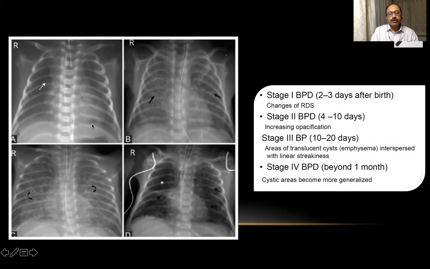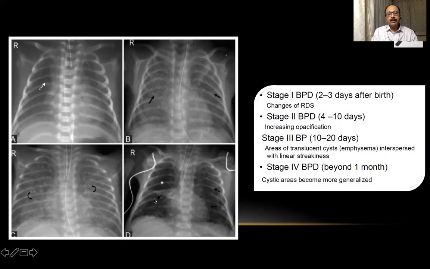What you are seeing here is RDS to begin with, which becomes more severe during the second stage with increasing opacification, to develop translucent cysts, to end up with obvious cystic lesions. And what we are finding here is chronic lung disease, which has been classically seen as a sequela in very preterm babies who have been exposed to prolonged ventilation. And the chronic lung disease can end up with the air leak syndrome spectrum.